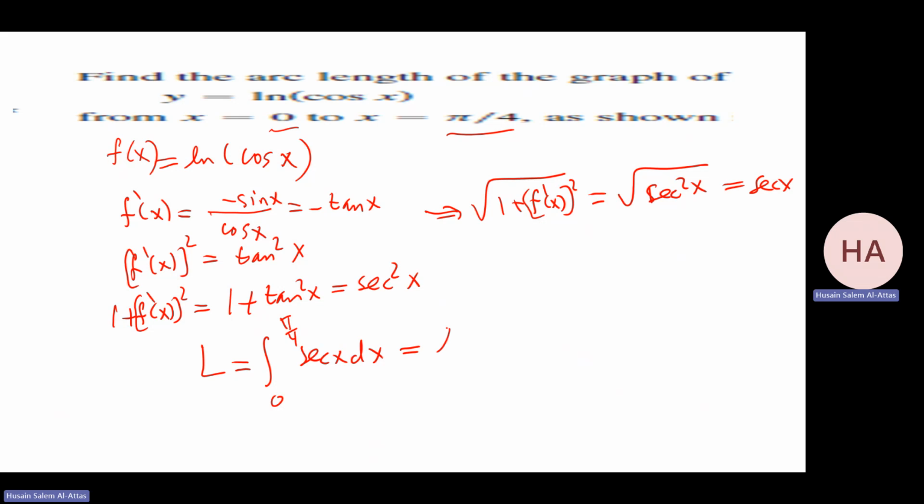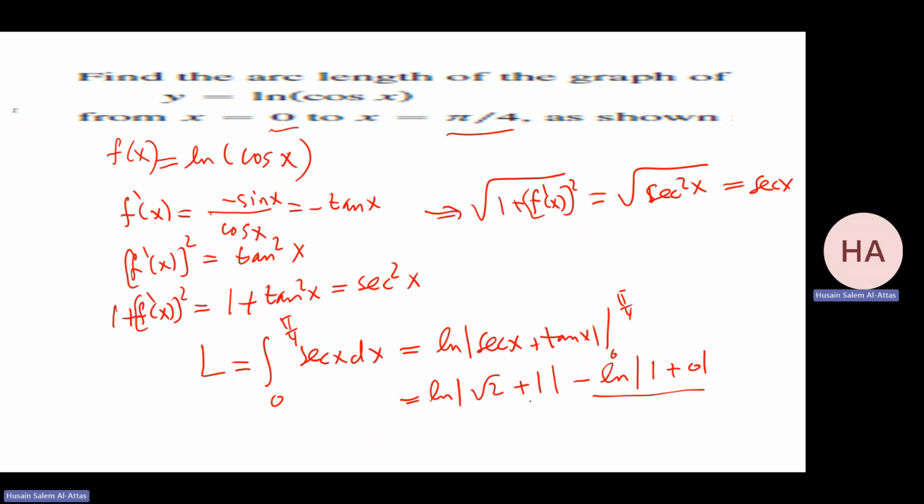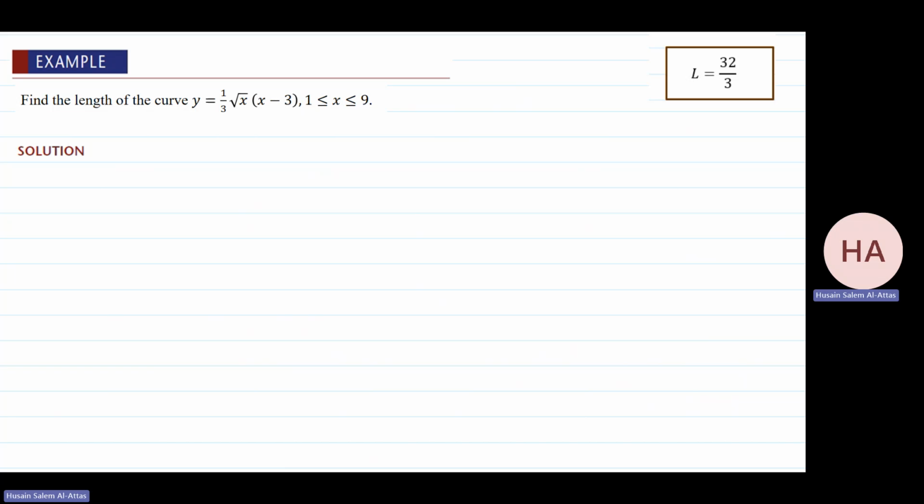And that will be ln of secant x plus tan x from 0 to pi over 4. That gives me ln of secant pi over 4, square root of 2, plus 1, minus ln of secant 0, which is 1, plus tan 0, which is 0. So this will be 0. So I have ln of square root of 2 plus 1, which is always positive. So that would be the answer. Okay. Another problem.